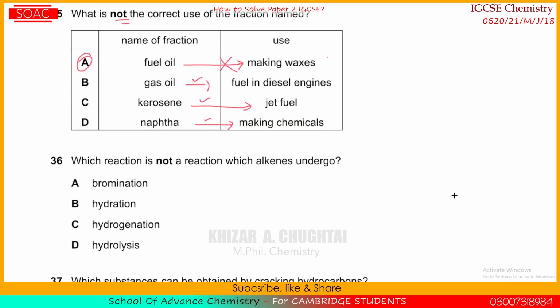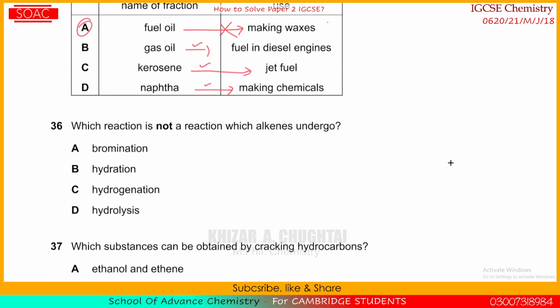36. Which reaction is not a reaction which alkenes undergo? Alkenes usually give addition reactions. Bromination is addition of bromine. Hydration is addition of water. Hydrogenation, addition of hydrogen. Hydrolysis is not addition. So basically that is B. Hydrolysis cannot be done for alkenes.